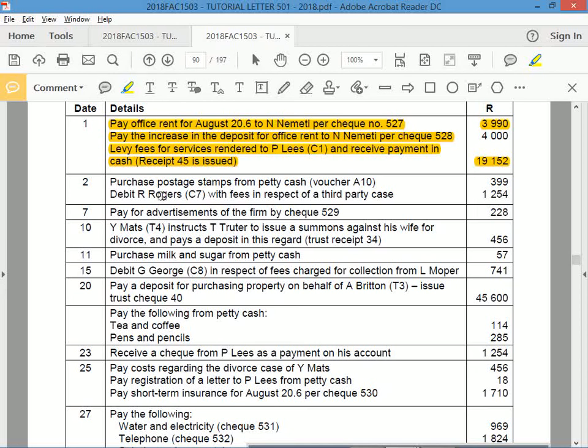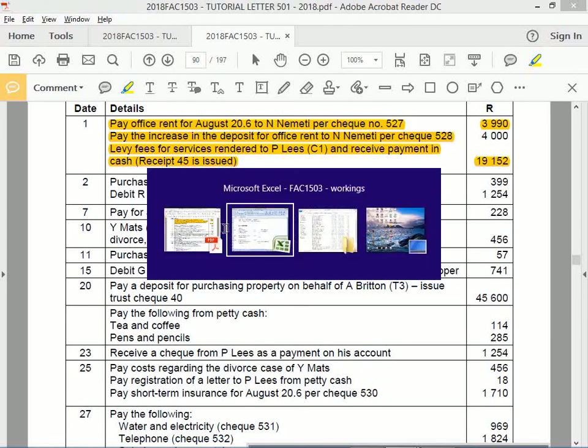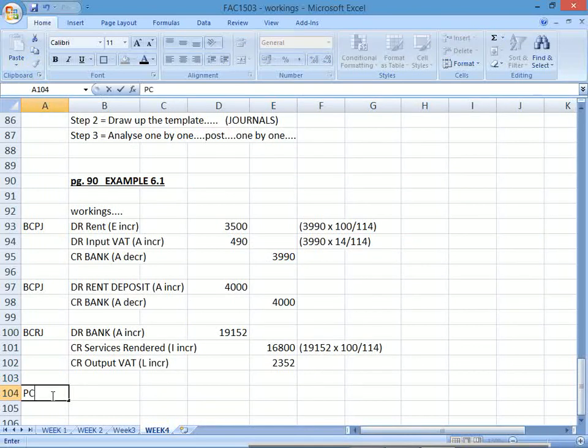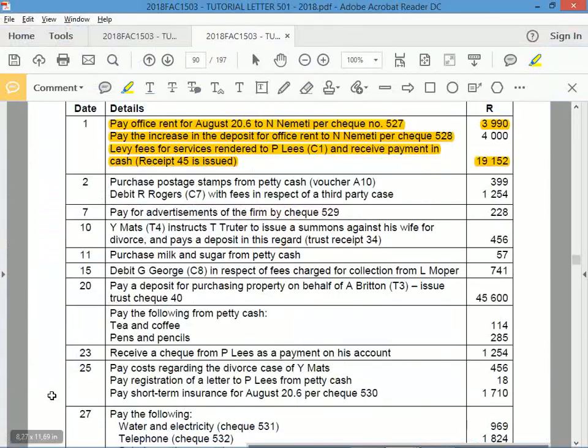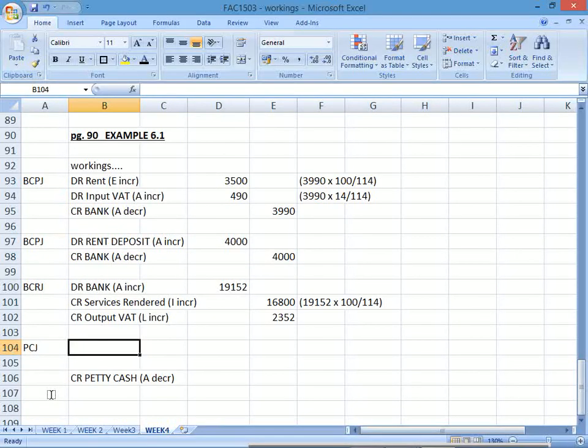Purchased postage from petty cash. If I'm buying and I'm using petty cash, it's going to go to the petty cash journal. PCJ, the petty cash will go down, so credit petty cash, asset decrease. What did I pay for? Postage. So debit postage, expense increase. There will be VAT on postage. It's a business expense, you'll be able to claim it.